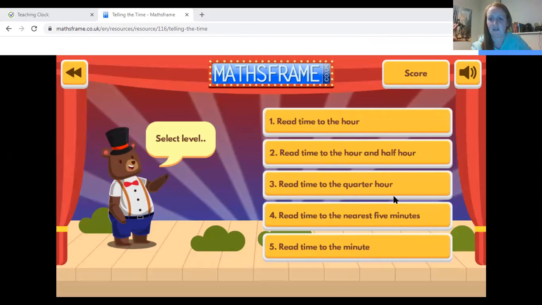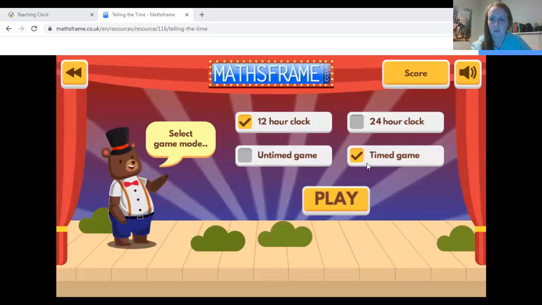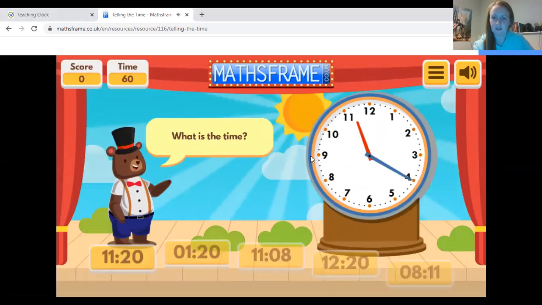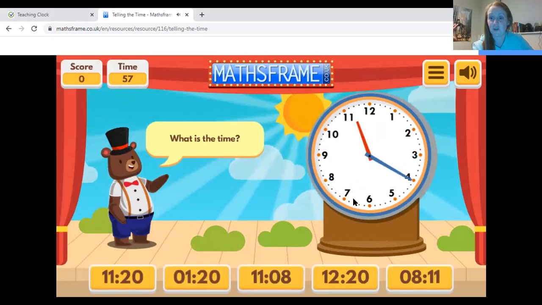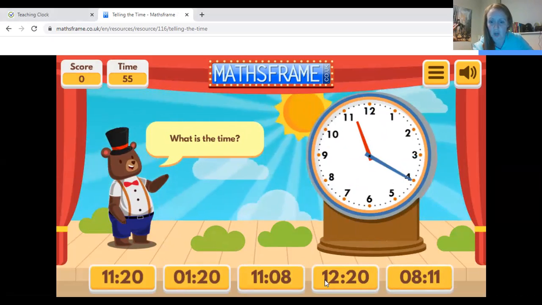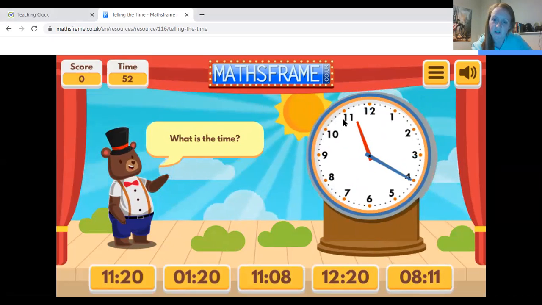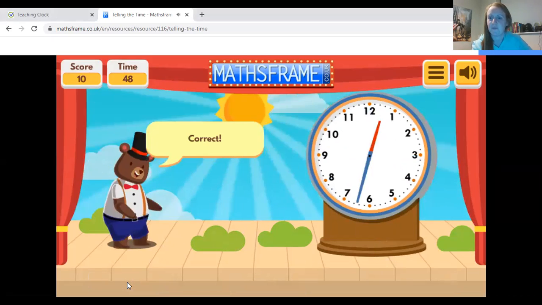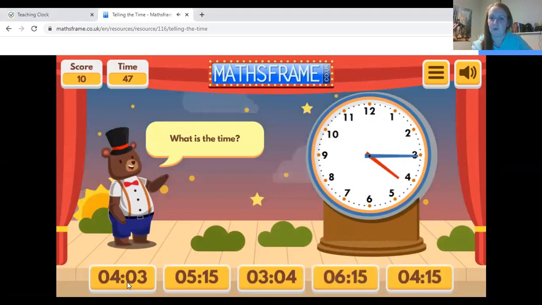Now, I don't think it's going to let me share it and play it at the same time. So you'll come to this option when you click in that game number 4. Leave these as they are, 12-hour clock and a timed game, and then press play. And what it'll do is you've got a timer, and it's asking you to say what this time is in a digital time at the bottom. So I'm looking at the hour hand, which is 11, counting in 5, 5, 10, 15, 20, 11:20. There we go. And then it'll give you another one.